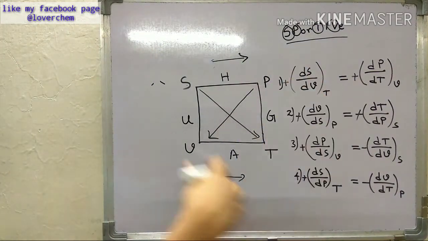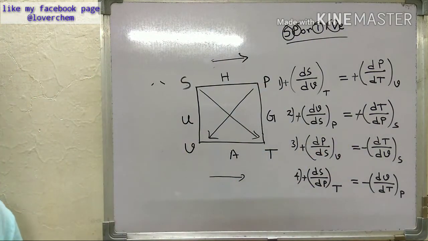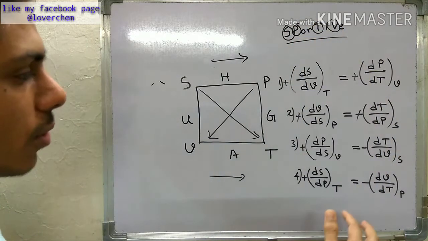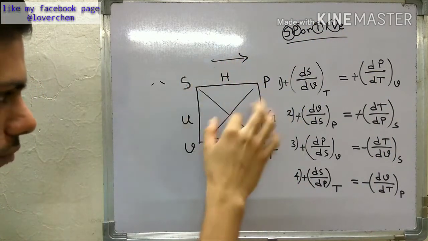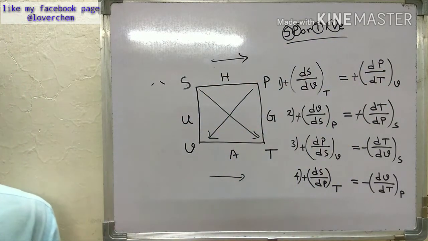So these are the four relationships. These are called Maxwell relationships, and they are very important. You have to remember them, but you don't have to remember these four relationships. If you just remember this particular strategy, you can derive these four relationships anytime.